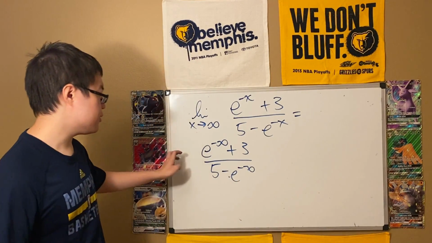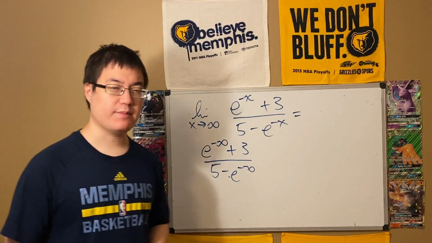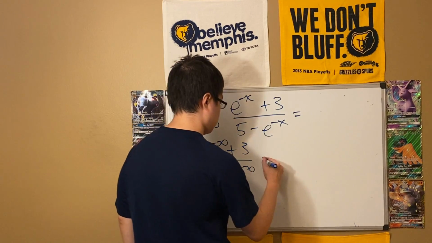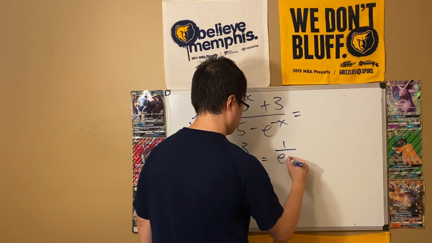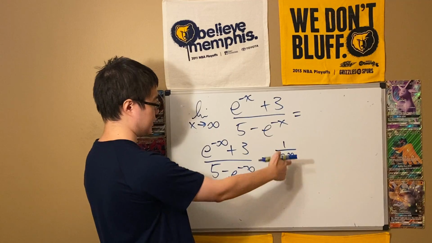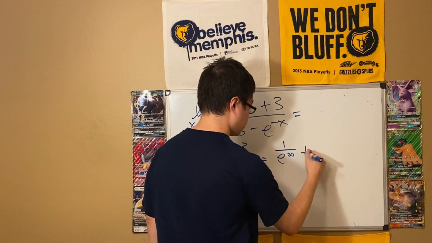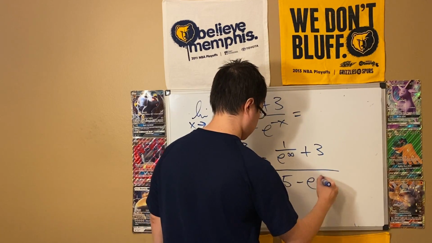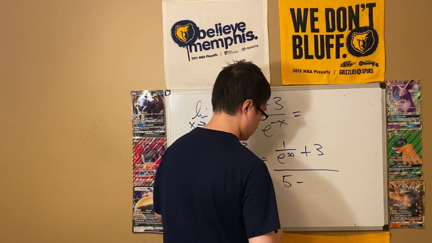Whenever I have a power to the negative infinity, what I like to think about is writing it as that negative exponent, as a fraction. So this is going to be 1 over e to the infinity, plus 3 over 5 minus 1 over e to the infinity.